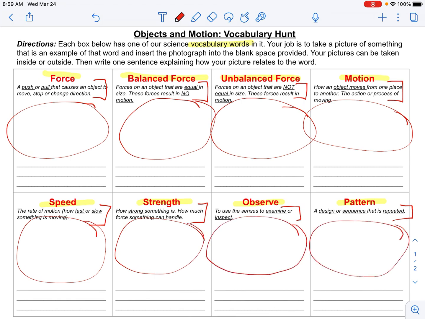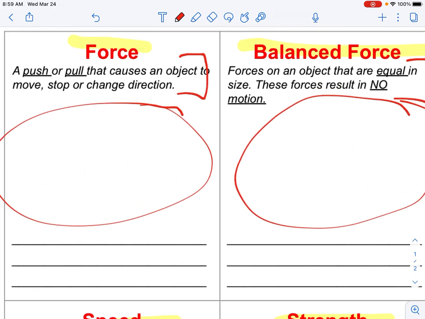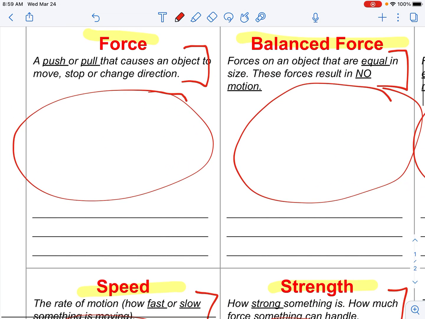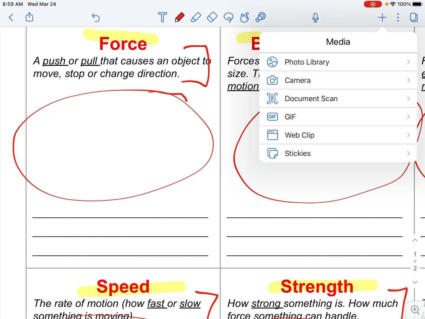So for example, I can see that force means a push or a pull that causes an object to move, stop, or change direction. So I might take a picture of something. I might need to think ahead of time, okay, what would show a push or a pull? Now, this could be something outside or inside, but I'd really like you to try to take a picture, not just search online, because that's really easy.